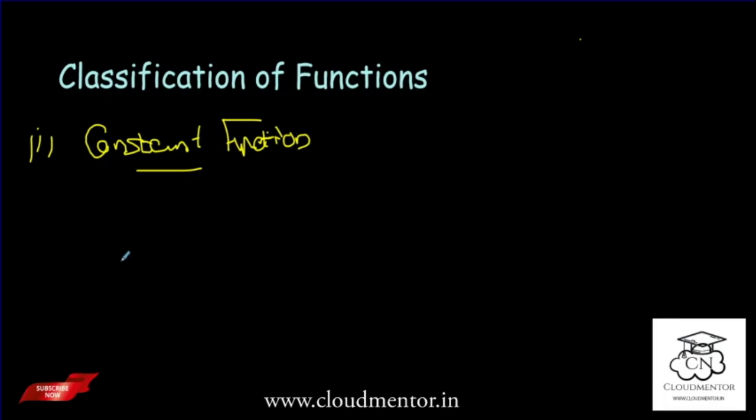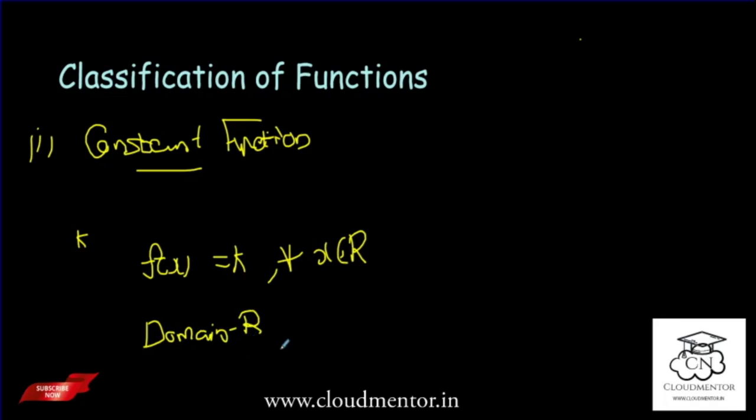Let k be a constant, and then the function f of x equal to k for all x element of R is known as the constant function. The domain of the constant function is R, while the range of f of x will be the same, that is k. Range will be the set of k.